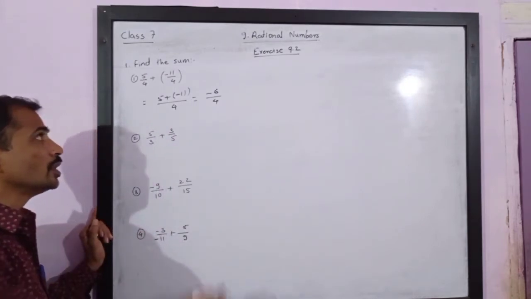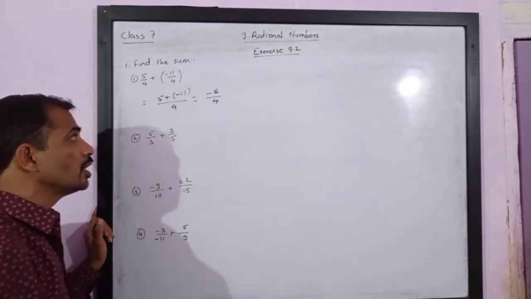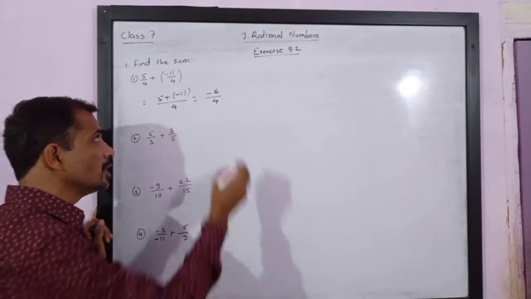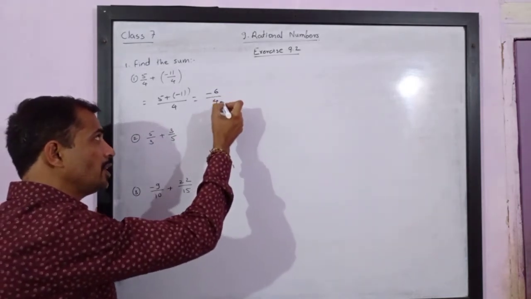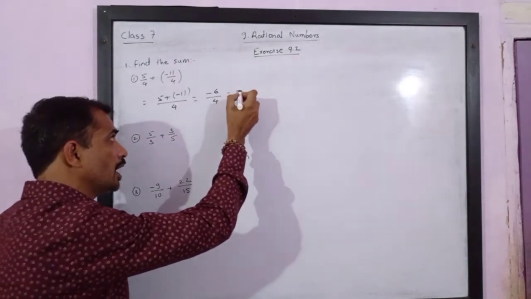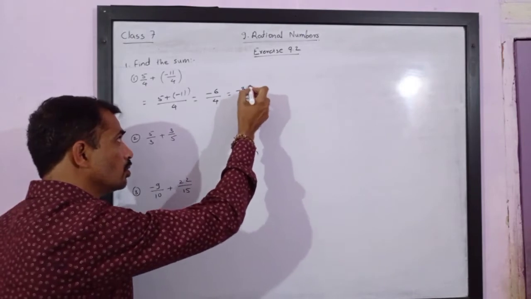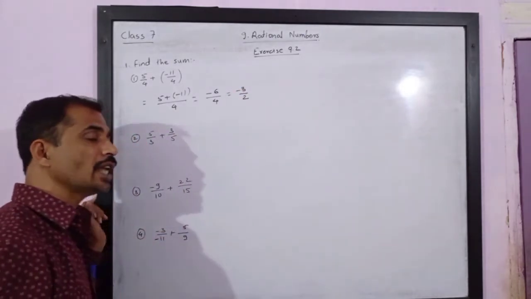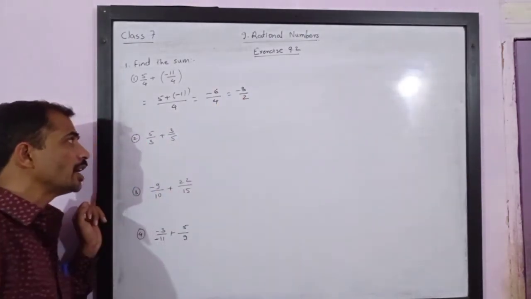Please note, this is reducible. If you write the answer in standard form, then both of these can be divided by 2. You will get negative 3 upon 2. So this is the answer in standard form. This is a rational number in standard form.